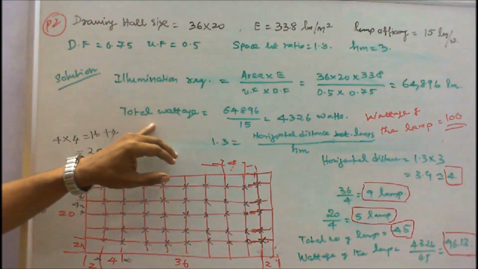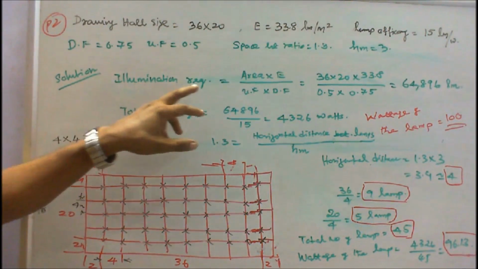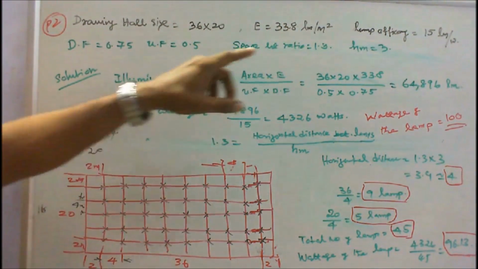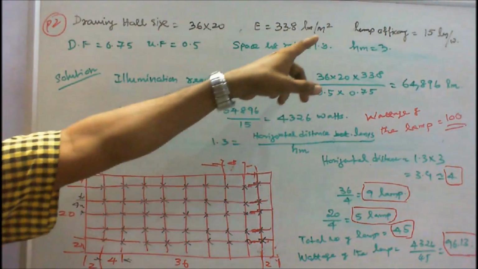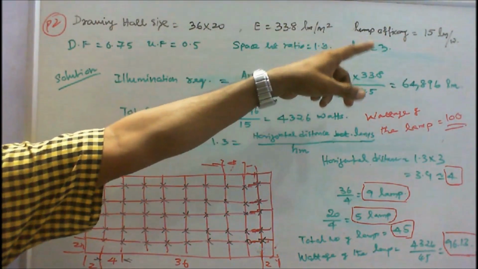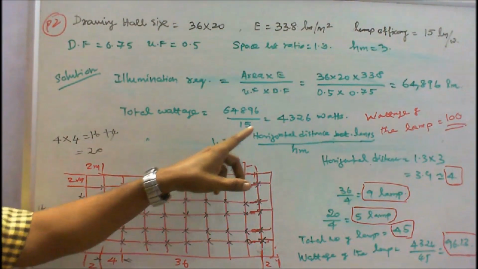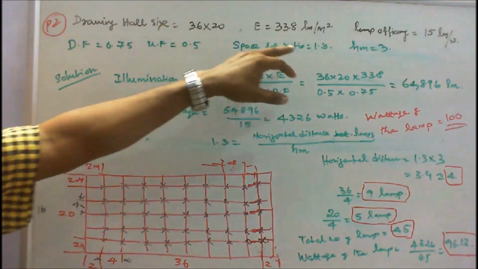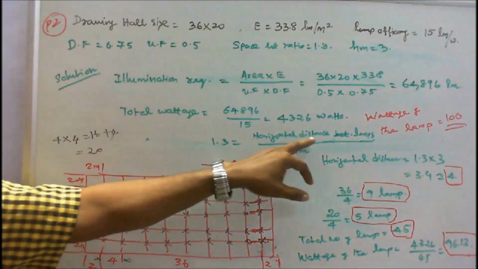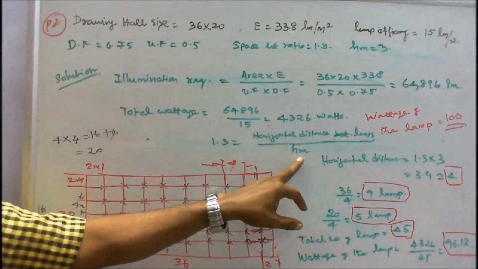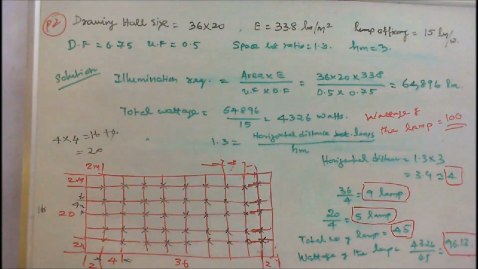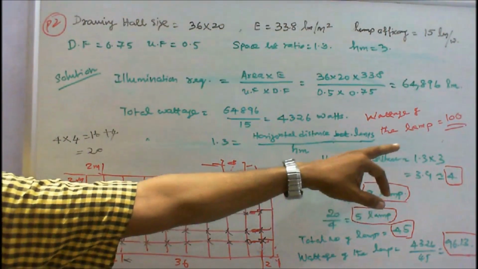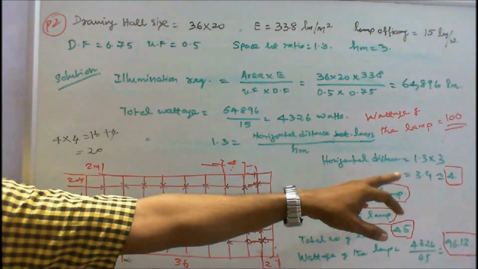Total wattage is equal to illumination required divided by lamp efficacy. So 64,896 divided by the lamp efficacy, 15 lumens per watt, is equal to 4,326 watts. Space height ratio is equal to horizontal distance between lamps divided by mounting height. Mounting height is given as 3. Therefore, horizontal distance between the lamps is equal to 1.3 into 3, that is 3.9, which is almost equal to 4.